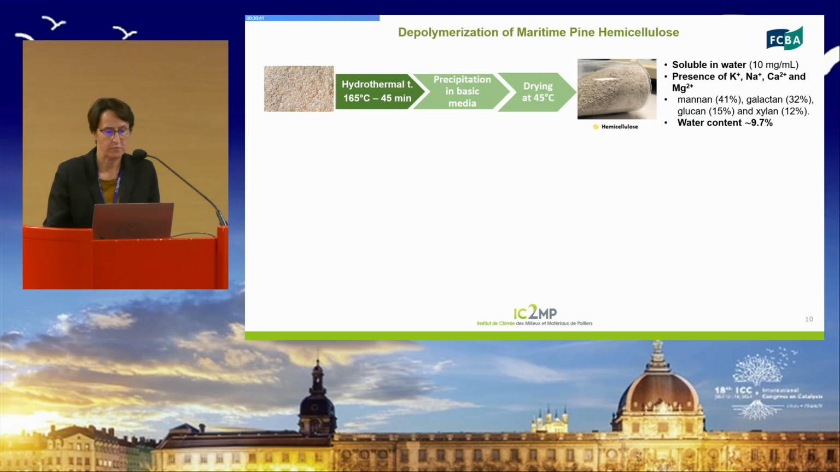So let's first see the depolymerization of maritime pine hemicellulose. You take the lignocellulosic biomass, you do a hydrothermal treatment, precipitation in basic media, and drying, and you obtain this hemicellulose. This hemicellulose is soluble in water. We have some cations inside: potassium, sodium, calcium, and magnesium. The hemicellulose is composed of mannan, galactan, glucan, so C6 sugars, and xylan, a C5 sugar, and it contains 9.78% of water. If I give you all this information, it's because it is important for the activity and the catalyst recycling and so on after that.